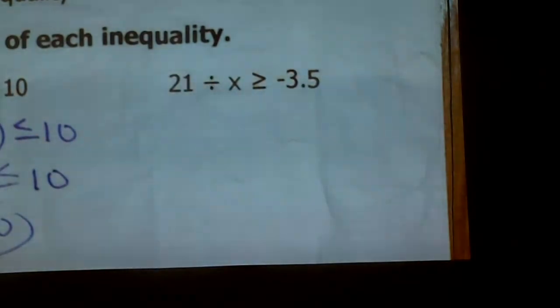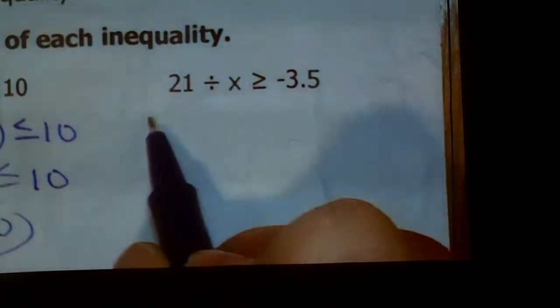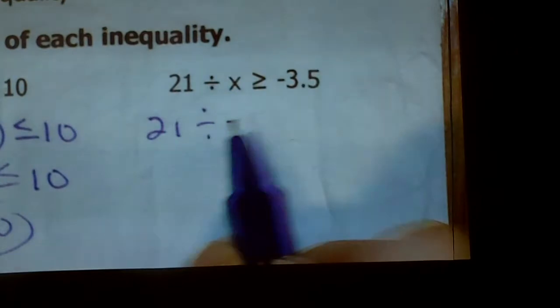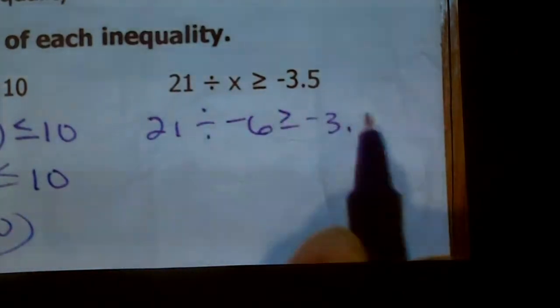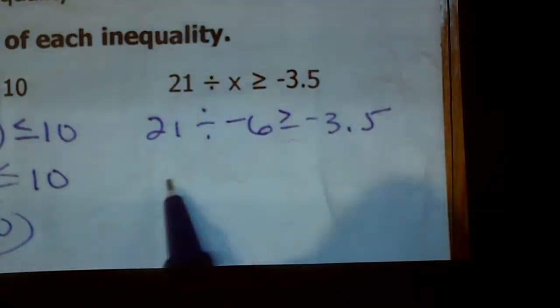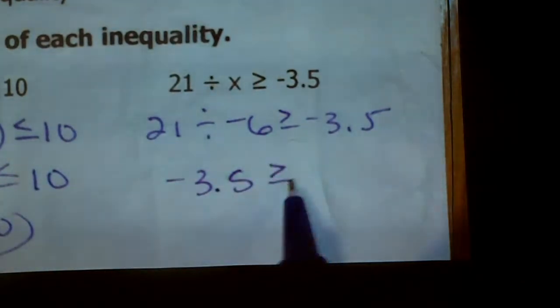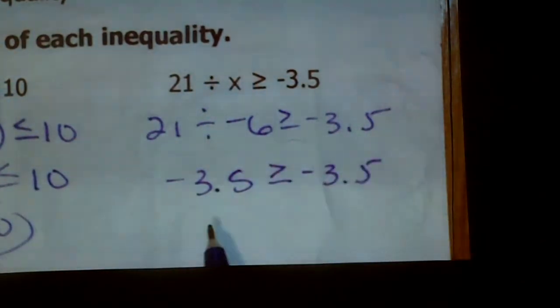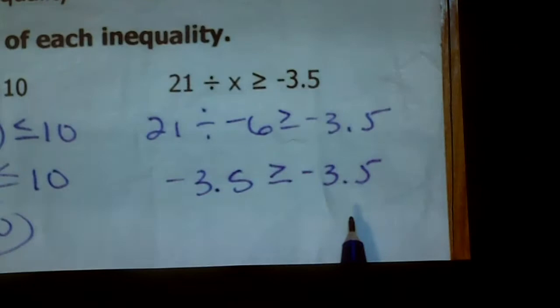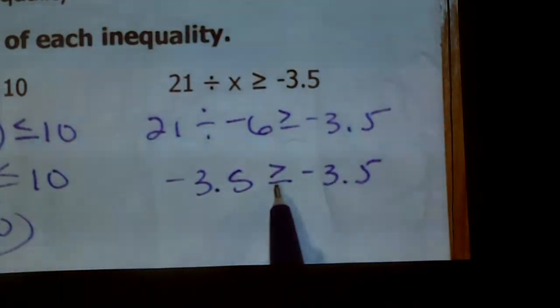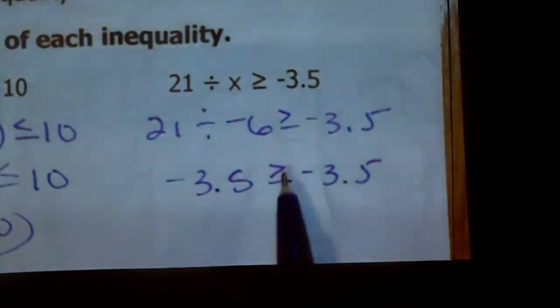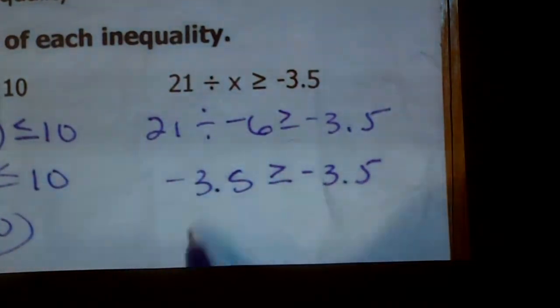Okay, and now I have 21 divided by x equals negative 3.5. 21 divided by negative 6 is actually equal to negative 3.5. And I know that negative 3.5 isn't greater than negative 3.5, but it is equal to it. And this means greater than or equal to. So either one of them is fine. That means that this is a yes.